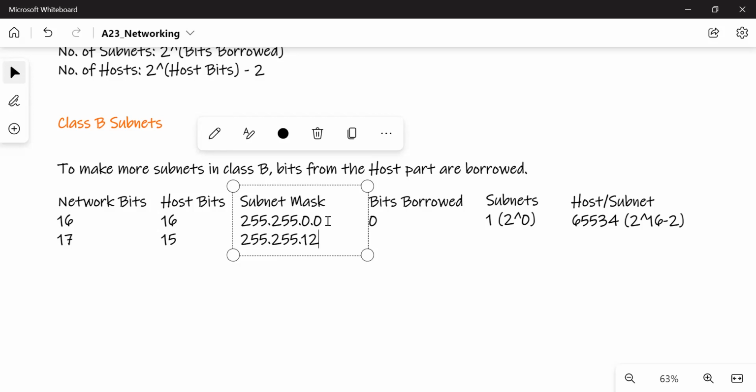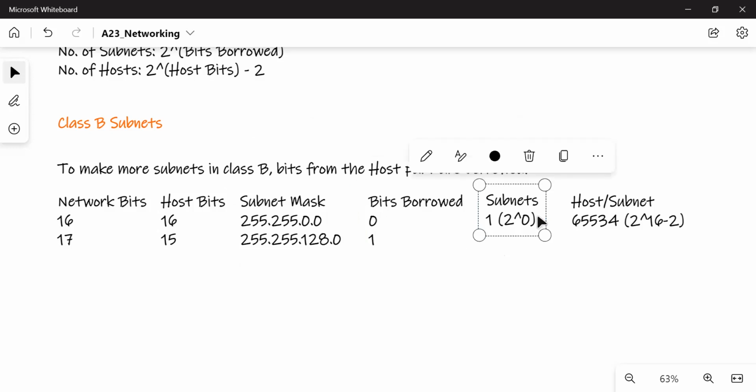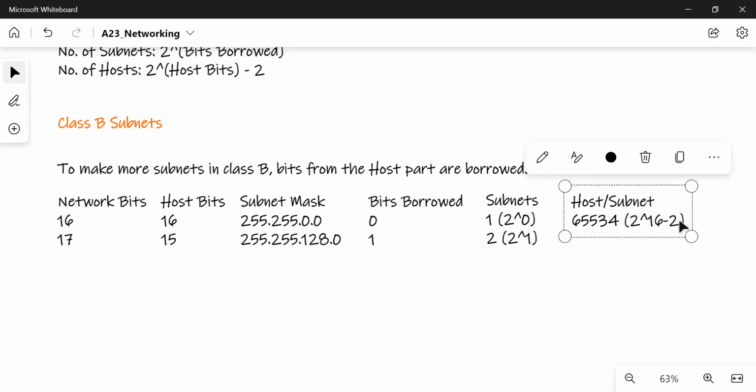So one bit becomes a network bit, that means 1, and all the others are 0. So this becomes 128, then .0. And we know the number of bits borrowed is 1, which creates two subnets. Why 2? Because you are borrowing 1 bit, so 2 to the power 1. And that will reduce the number of hosts that you can create.